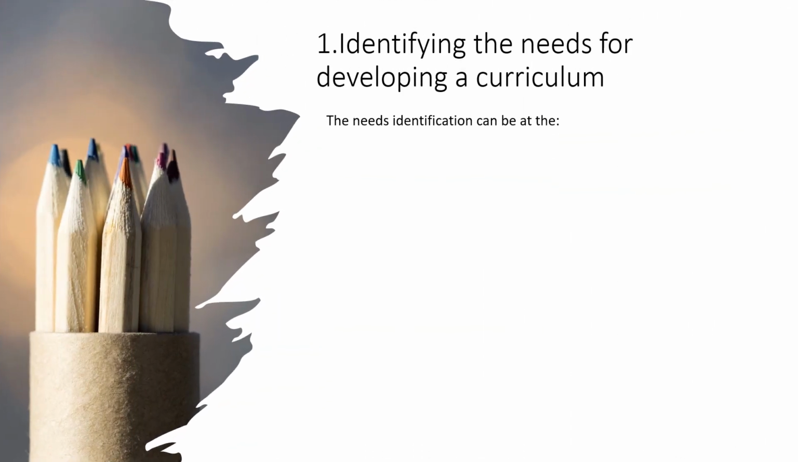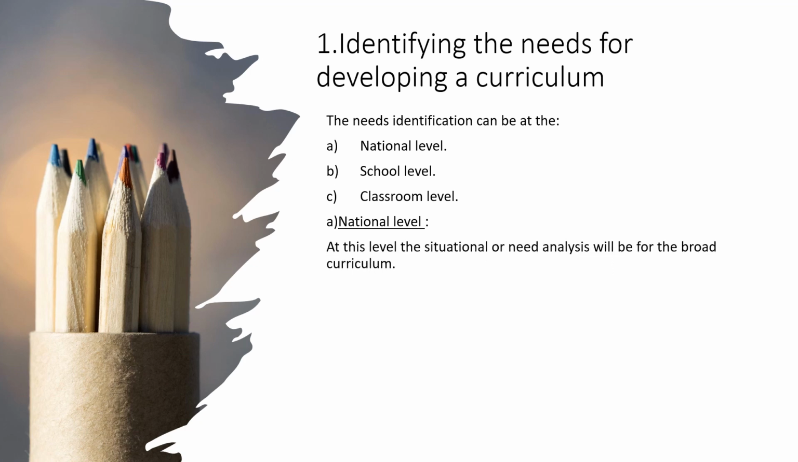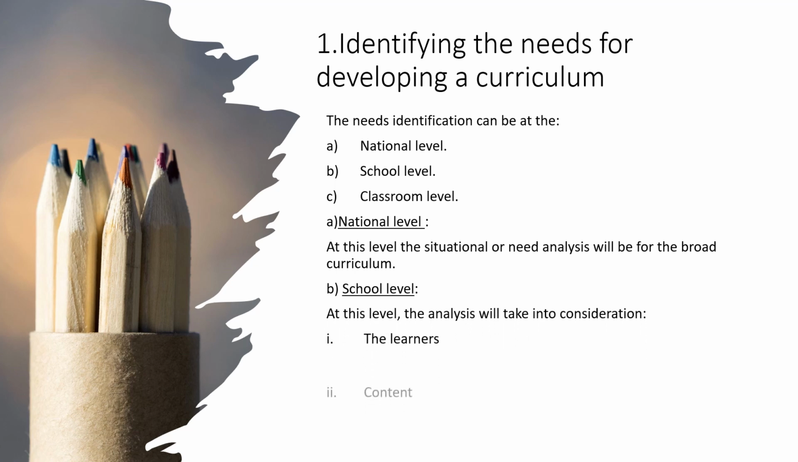In stage one, the situational needs analysis is conducted to identify the needs for developing a curriculum. The needs identification can be done at either the national level, the school level, or the classroom level. At the national level, the needs analysis will take into consideration the national priorities when planning a broad curriculum. But at the school level, the analysis will take into consideration the learners, the content, the physical environment, the teacher's abilities, and the community needs.